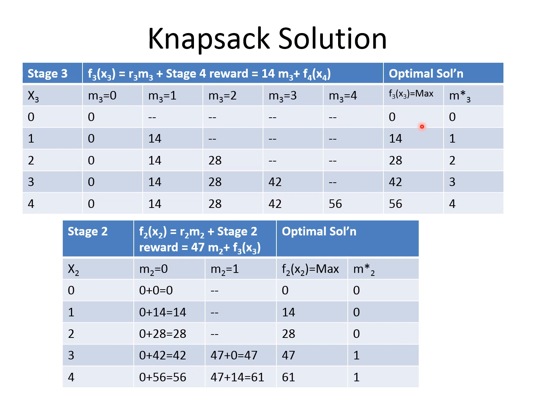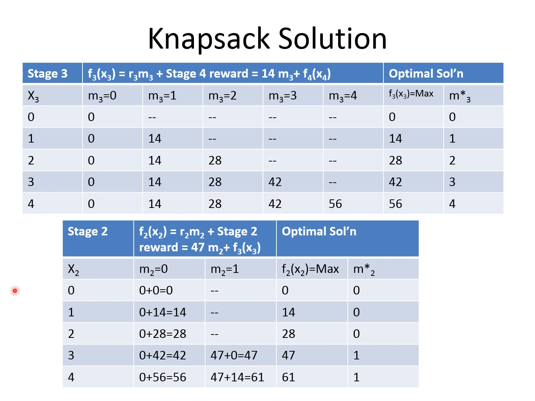So here we take the 0 because there's only one 0. There's only 0 in this row. The max is 14, the max is 28, the max is 42, and the max is 56. The max occurred at M3 star is, what's the best alternative to do? 0 occurred when M3 is 0, 14 occurred when M3 is 1, and thus M3 star is 1, and so on. So 0, 1, 2, 3, 4.